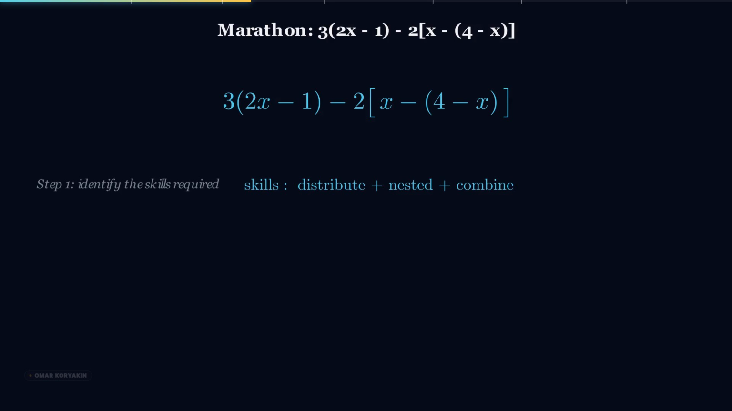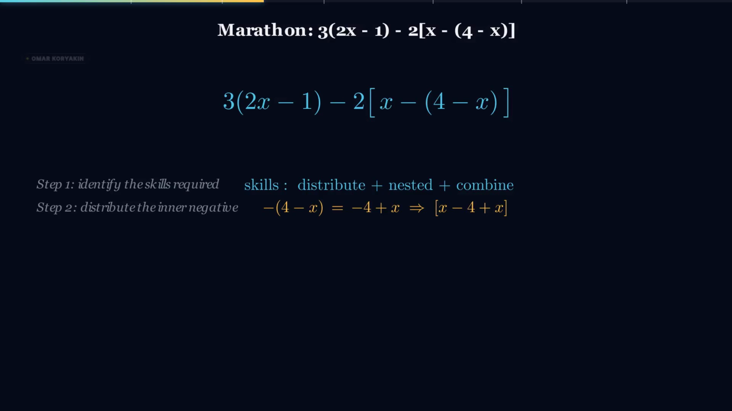It has multiple distribution opportunities. It will require combining like terms at the end. Section 3, 2 skills in play, and the order is innermost out from lesson 3 followed by combine from lesson 2. Step 2. Distribute the innermost negative across the inner parentheses.